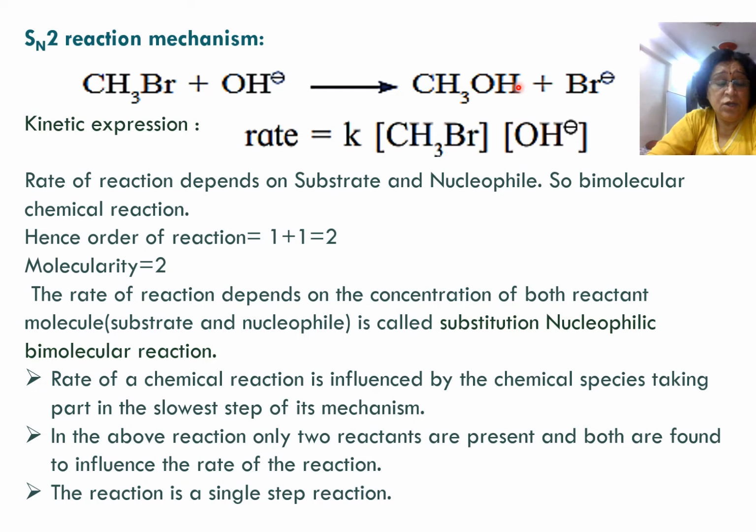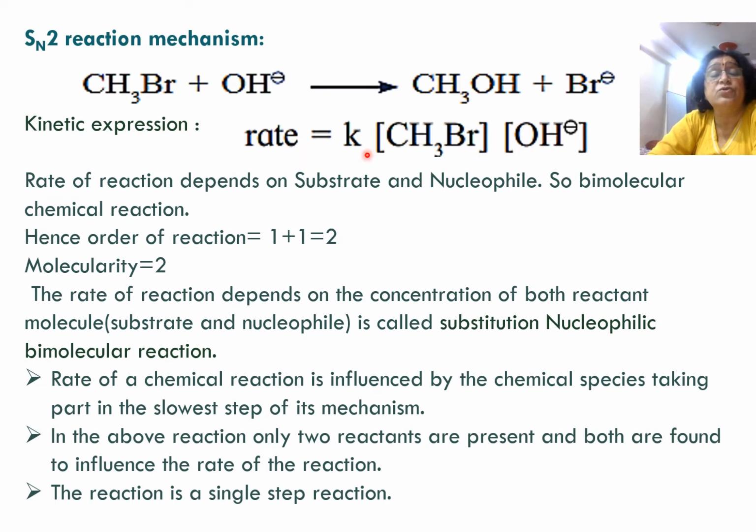Now if you write the kinetic expression of this reaction, this you have studied in the chapter of chemical kinetics, how to write the expression, that is rate is directly proportional to the concentration of the reactant. So here rate is equal to K into CH3Br concentration and the OH minus concentration. So here rate depends on both substrate and nucleophile. Which is the substrate here? Methyl bromide. And which is a nucleophile? OH minus. So basically the rate is dependent on both substrate and nucleophile.